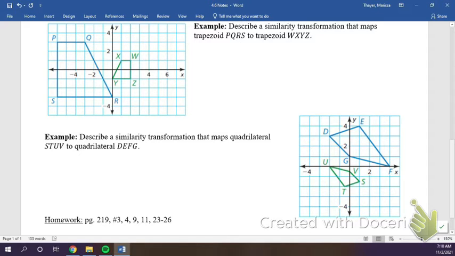I'm first going to note that it is getting a lot smaller. It also seems to be reflecting. So my first one I'm going to say is that it's a reflection, and it's reflecting over the y-axis. If I were to just reflect over the y-axis, my new coordinates would be, let's see, something like this.